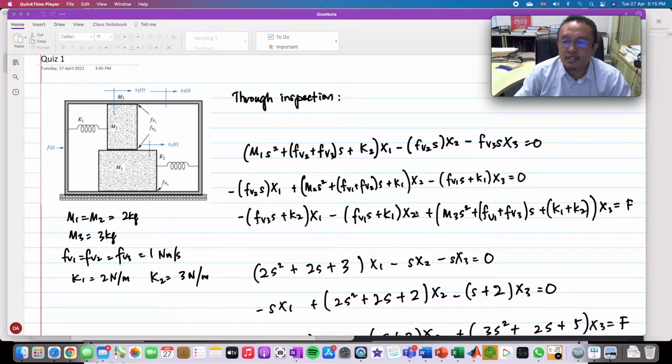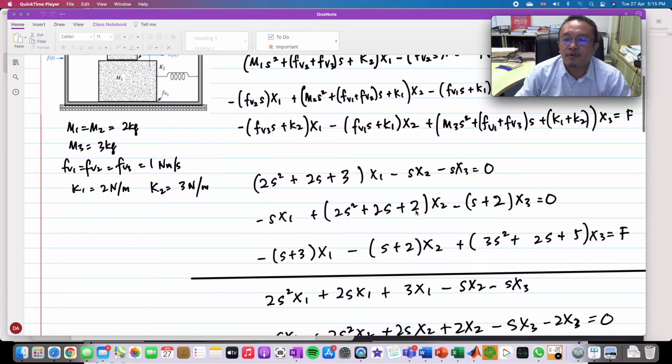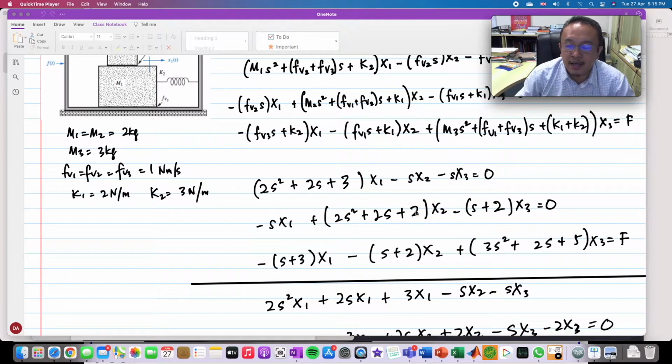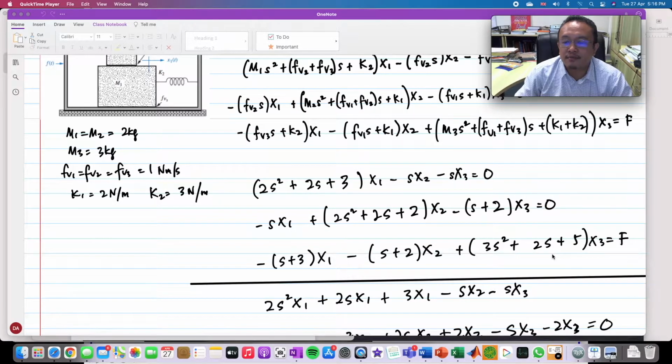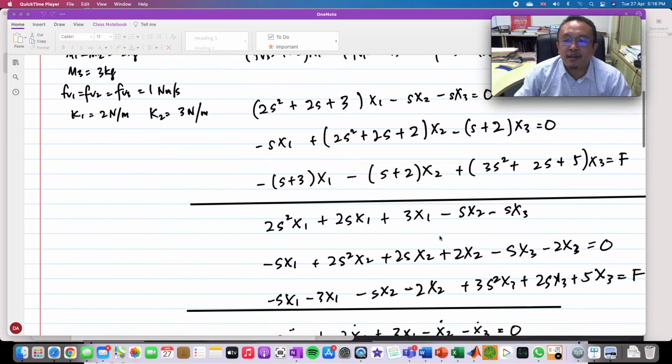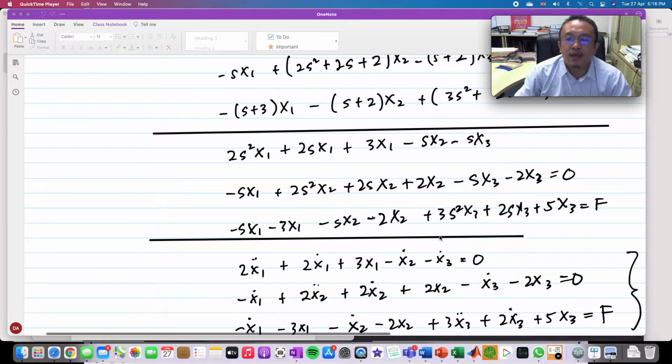Okay, from these 3 equations, we simplify again by putting in all the values of the masses and the friction together with the spring strength. Therefore, we put in the values, so we got all these 3 equations. From these 3 equations, we expand them even further to get these 3 equations: number 1, number 2 and number 3.